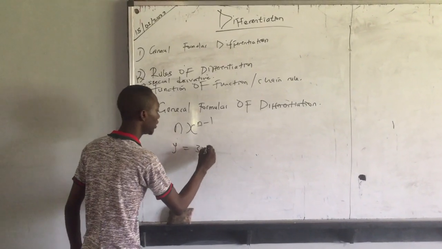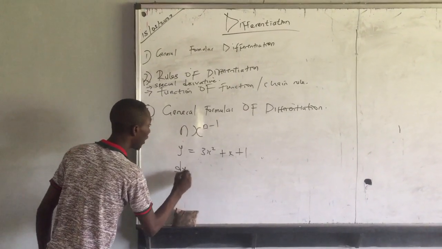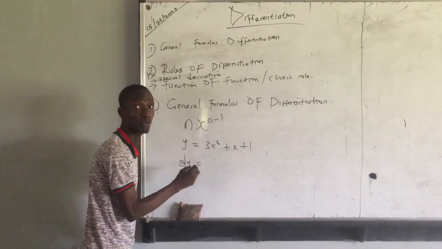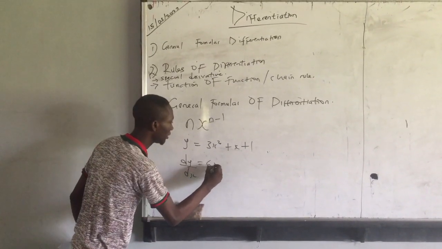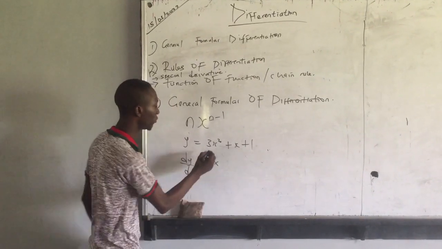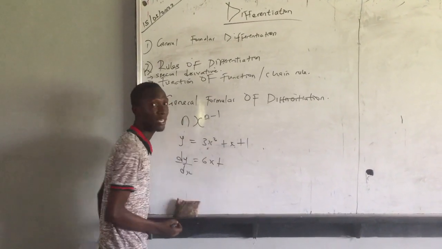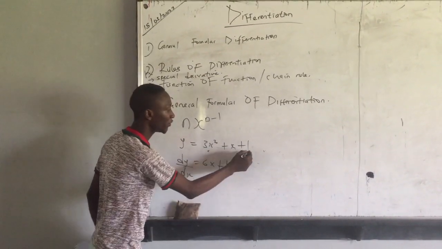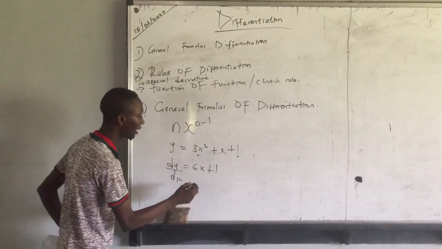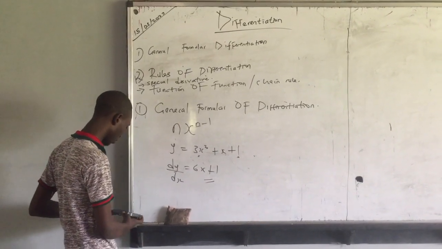Now let me apply this. Let's say we have y equals 3x squared plus x plus 1. Differentiating this with the general formula, you use the power to multiply the equation, so it becomes 2 times 3, which is 6x, and removing 1 from the power, 2 minus 1, it becomes 6x. Then plus, differentiating an ordinary letter is 1, and differentiating a number is 0, so it's nothing. Therefore my answer is 6x plus 1. Take note of that.